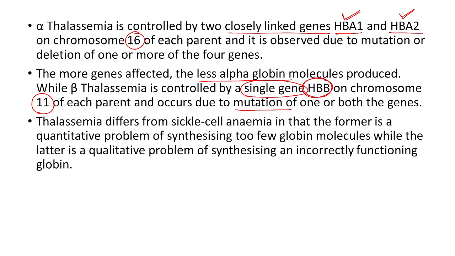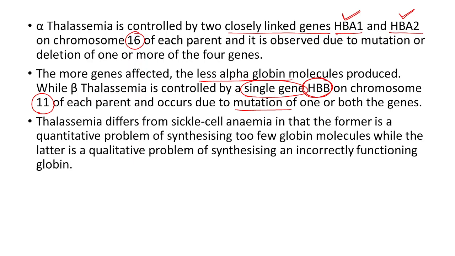Okay, next one. Thalassemia differs from sickle cell anemia in that the former is a quantitative problem of synthesizing too few globin molecules, while the latter is a qualitative problem of synthesizing an incorrectly functioning globin. Okay, here the difference between sickle cell anemia and thalassemia is such that a qualitative and quantitative difference will be seen.